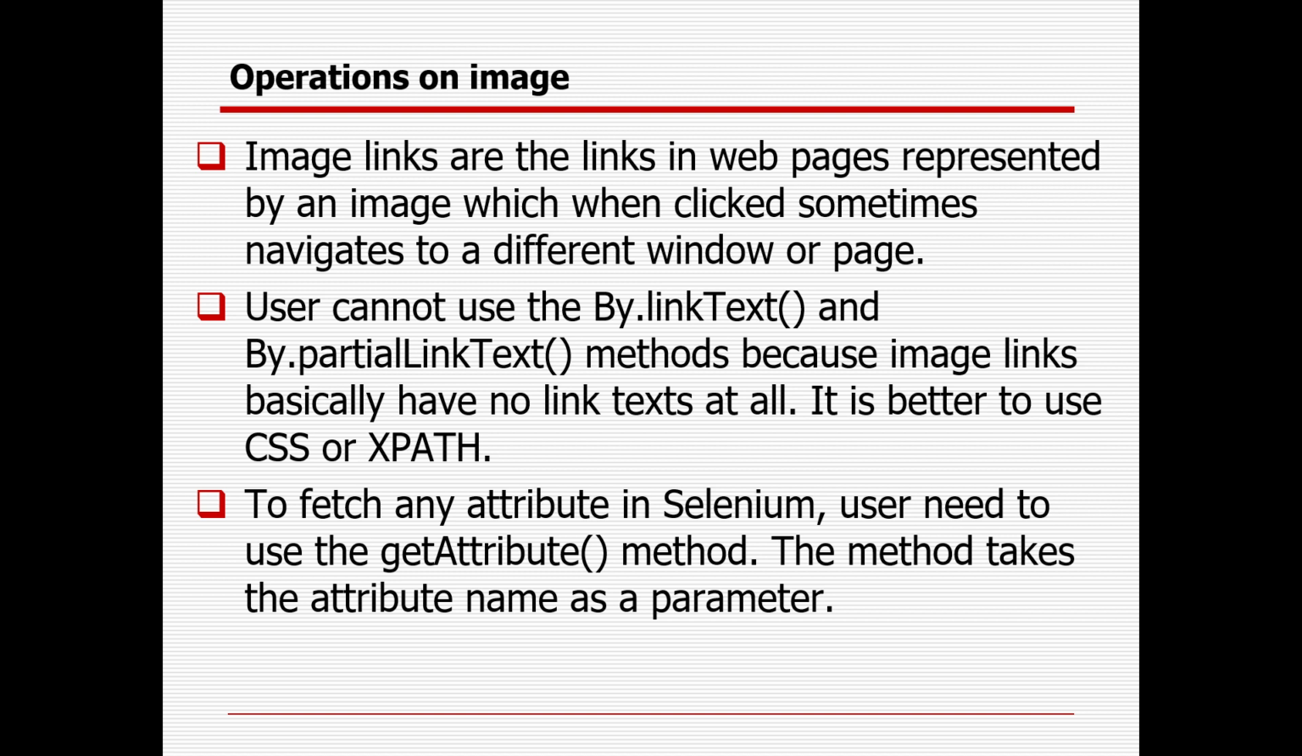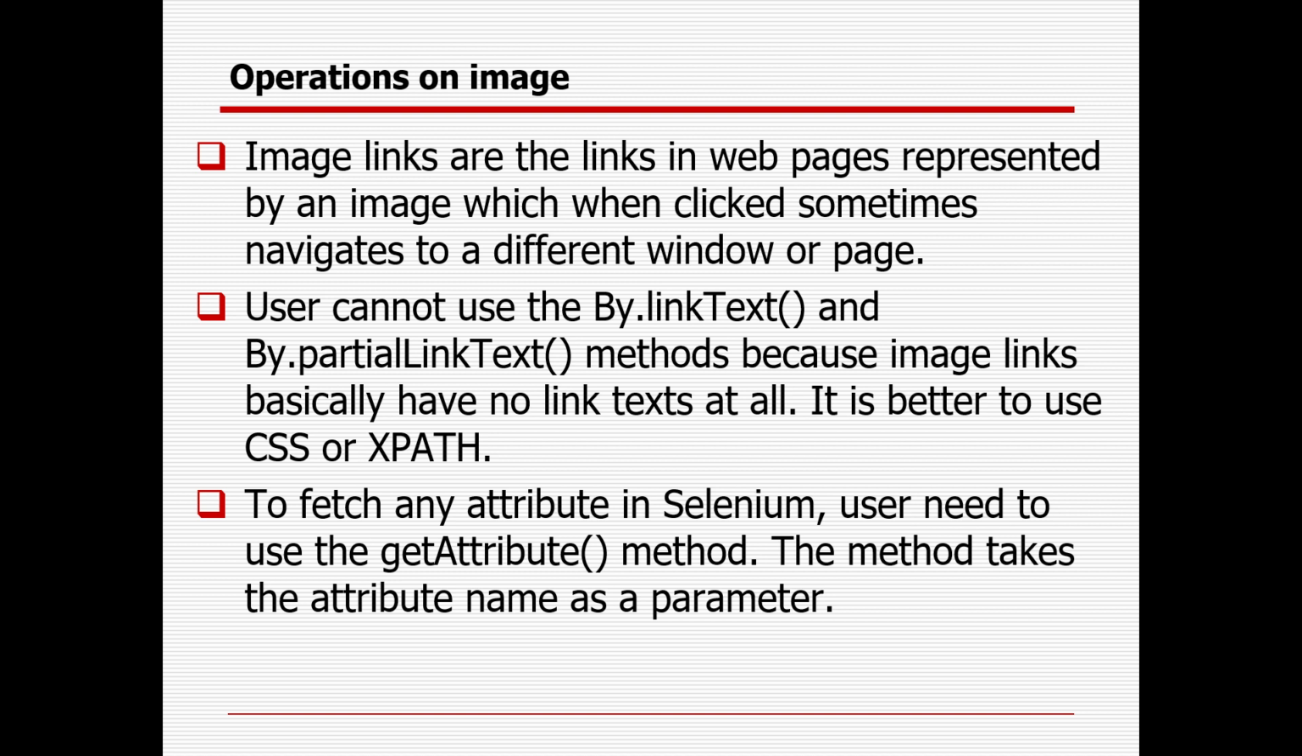So for the images we can validate the different properties of the images. Sometimes images have links, and if you click that image it will open another page, but sometimes it can be fixed. An image can also be disabled. Image links are links in a web page represented by an image, which sometimes navigate to a different window or page when the user clicks.